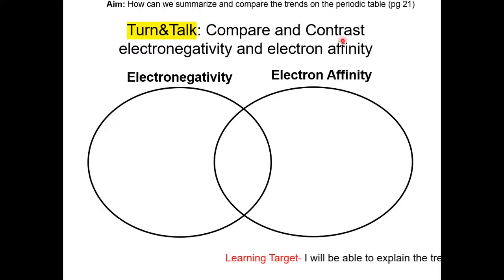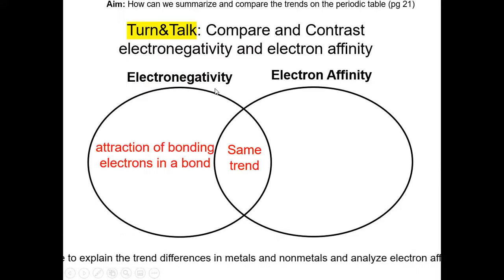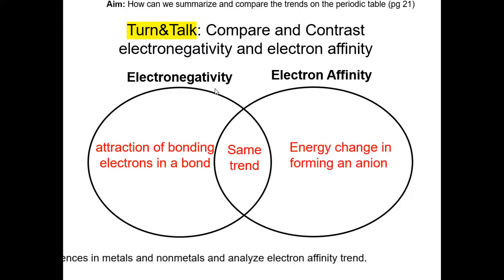Now we're going to compare and contrast electronegativity and electron affinity. People always confuse these two terms because they sound very similar and they have similar definitions. They also have the same trend on the periodic table. For electronegativity, you're measuring the attraction of bonding electrons in a bond, while in electron affinity, you're making an ion and seeing how much energy is absorbed or released in the process.